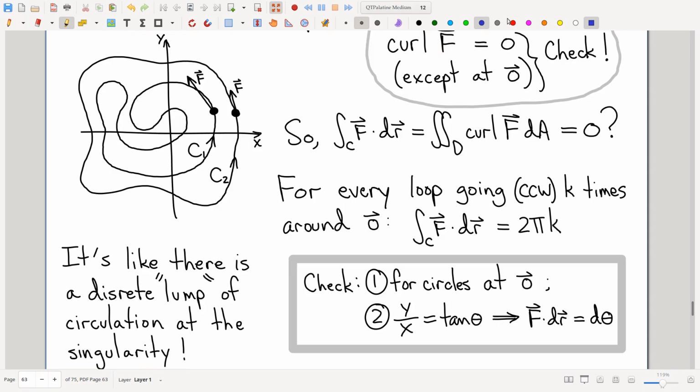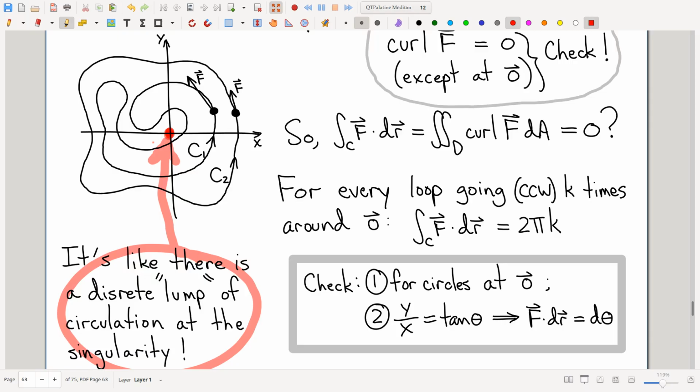It's kind of like at the origin, there is a discrete lump of circulation. I know that sounds super weird, a lump of circulation. Let me just remind you, we've talked about how circulation is an accumulating quantity. That means it behaves like a stuff. It behaves like a substance. Substances, like mass, people can talk about a point mass, and no one freaks out. It's not physical. There is no such thing as an actual point mass.